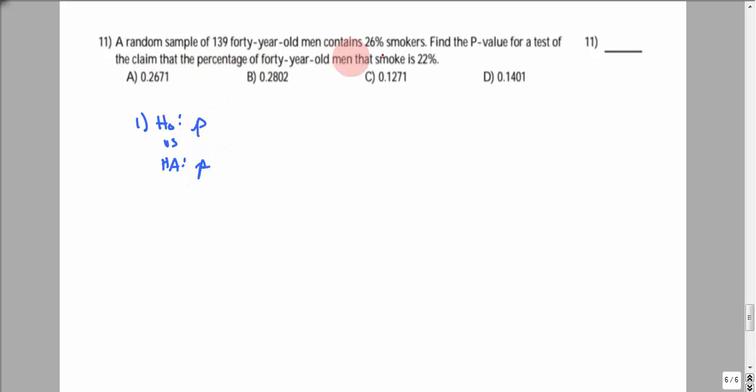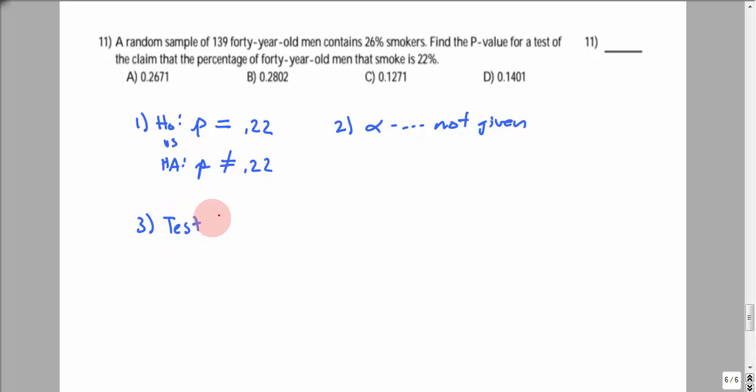So in this case, I'm looking at percentages again, so I have p's. The equal sign always goes with H0. Now this doesn't say greater than or less than, it just says we want to test the claim that it's equal to. So the alternative is that it's not equal to. So this is 0.22, which is the same as the 22%. Second, alpha in this case is not given because they're not asking for a decision, they just want us to find the p-value. The third step is to go ahead and calculate the test statistic.